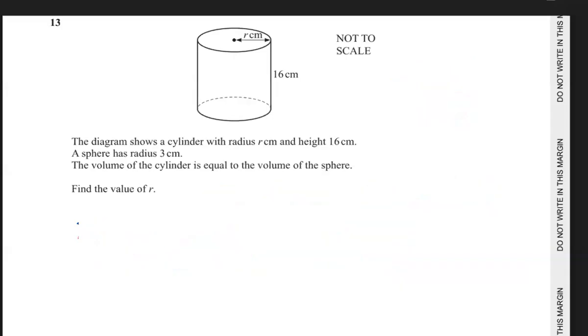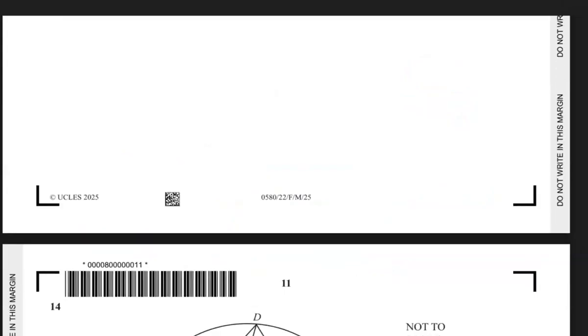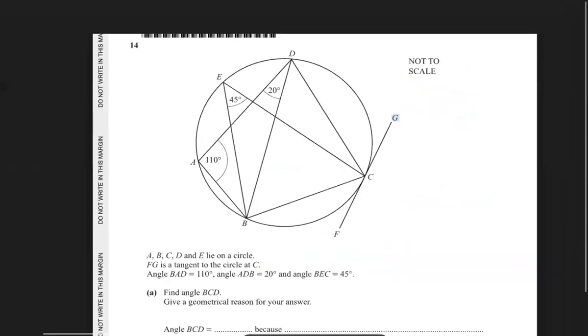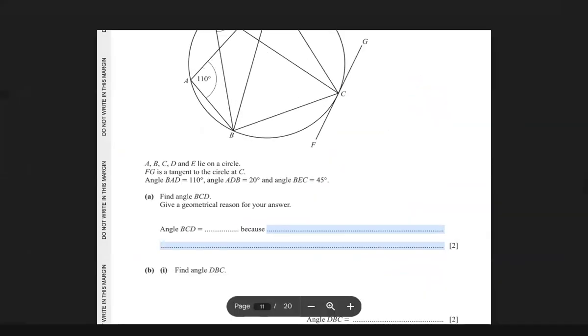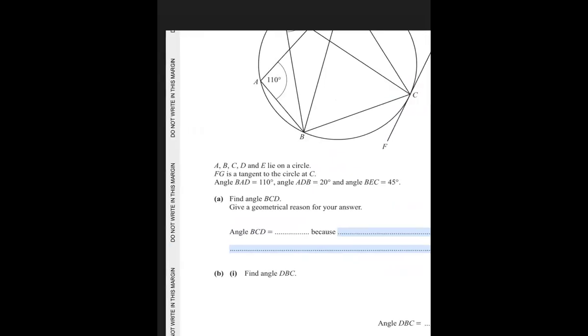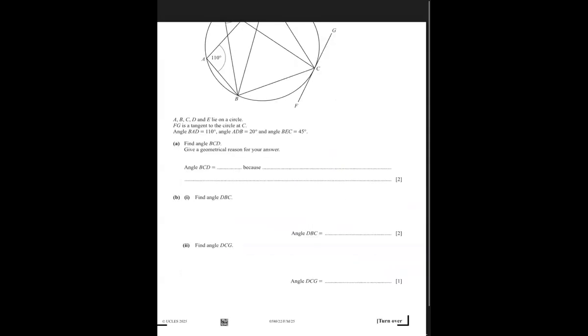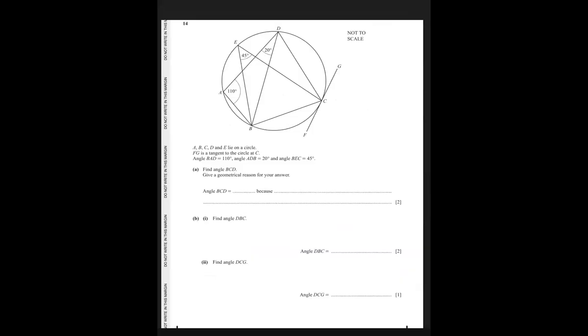Okay, move on. What did the examiner say for question 13? Many candidates gave the correct answer to these questions. Wow, interesting. Question 14 is circle theorem. They want you to explain. Good. Let's go. Change to portrait mode first. ABC is a circle, with a tangent. Find angle BCD. Where's BCD? BCD is here.